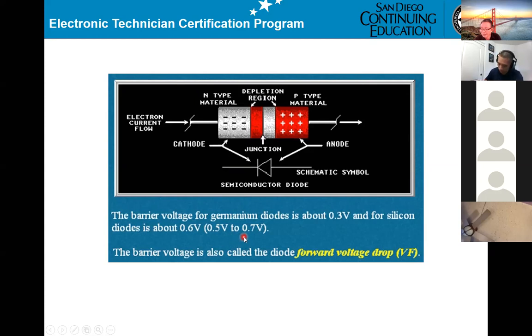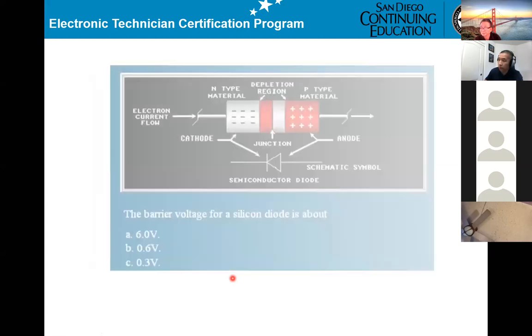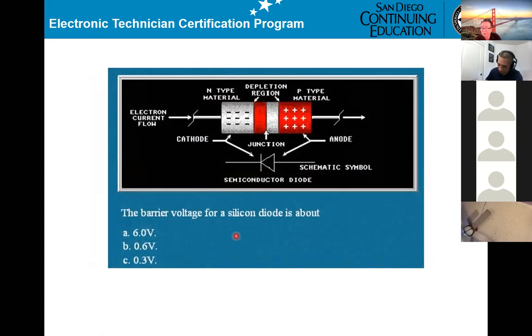However, for the germanium they need only 0.3 volt. That will allow electrons to move. The barrier voltage for silicon diode is about A, B, C. B, 0.6 volts. B, correct.